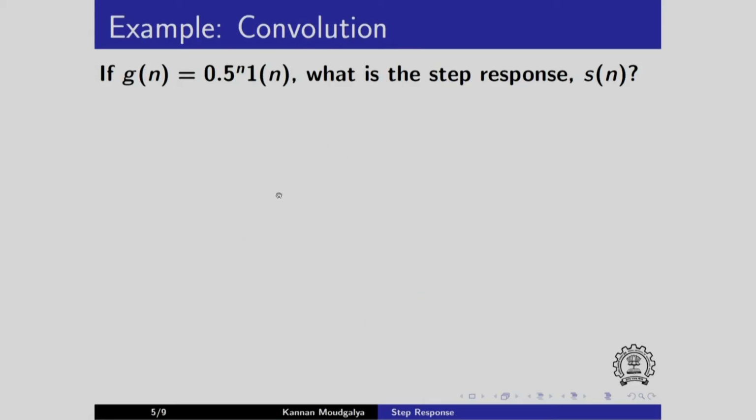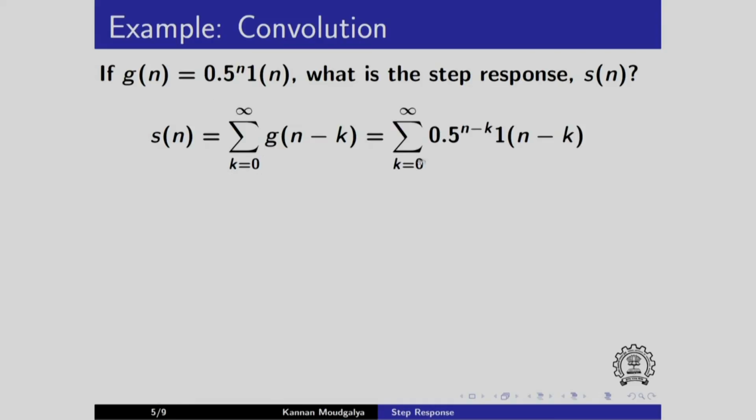Let us see an example. If G of n is given here, what is the step response? So let us use this formula, and now let us substitute for G of n minus k. So go here and substitute n minus k wherever n occurs.